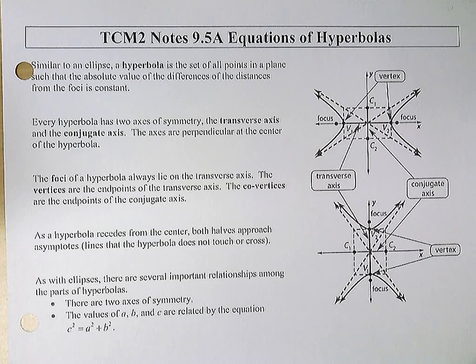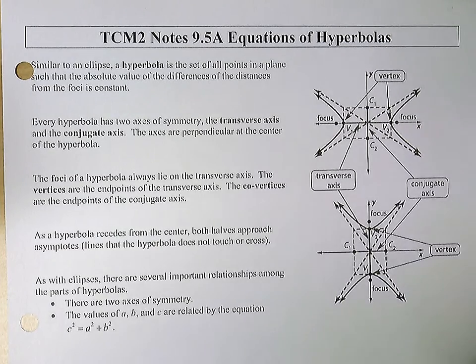All right, so today we're going over equations of hyperbolas. So similar to an ellipse, a hyperbola is the set of all points in a plane such that the absolute value of the differences of the distances from the foci is constant. Every hyperbola has two axes of symmetry.